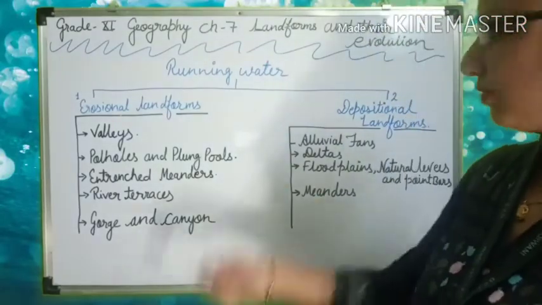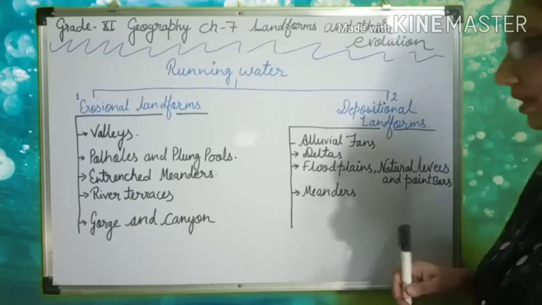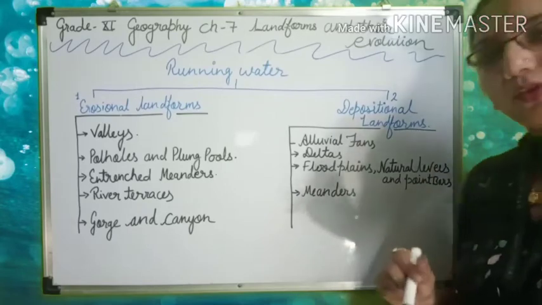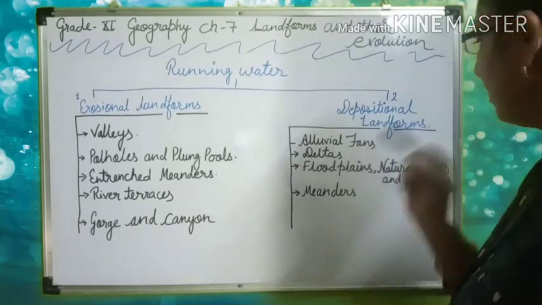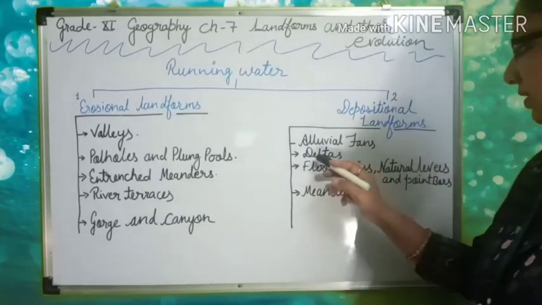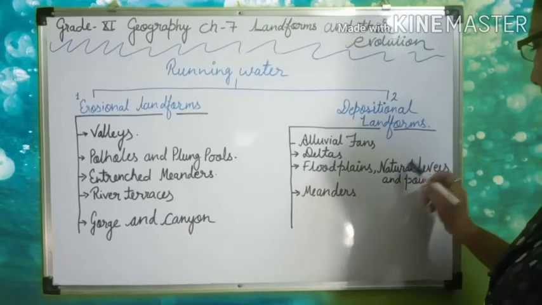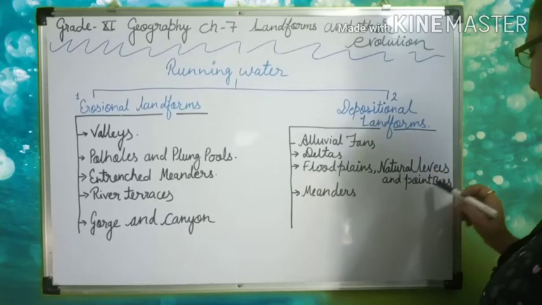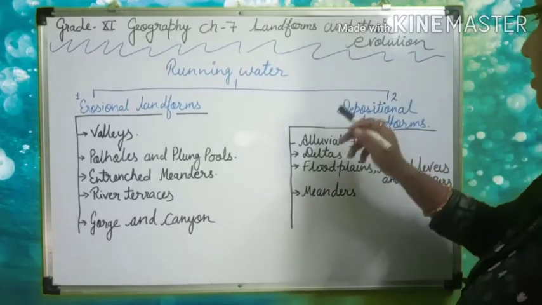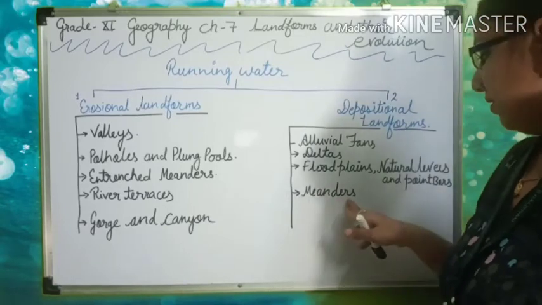Students, let's move to the next one, depositional landforms. The first landform formed due to depositional activities is alluvial fans. Second, the delta. Third, the floodplains, natural levees, and point bars. The fourth landform formed due to depositional activity is the meanders.